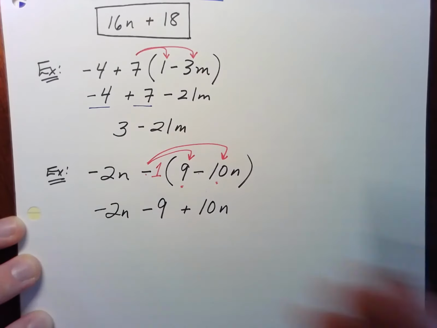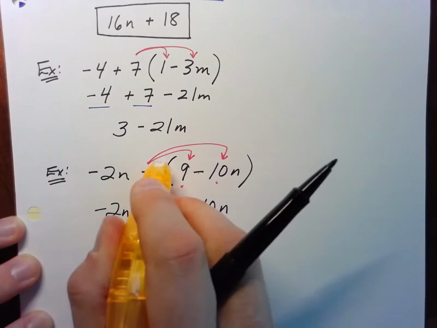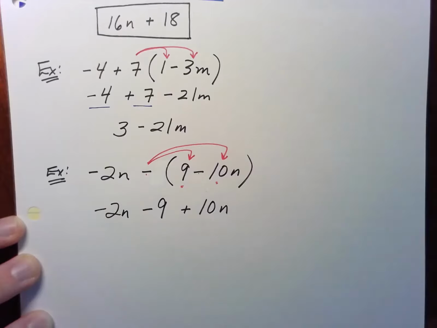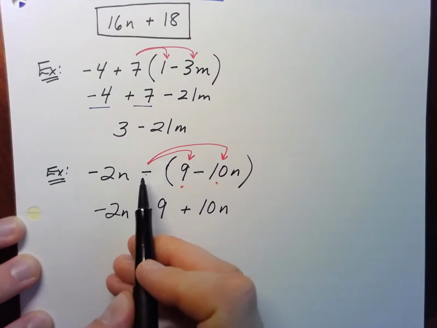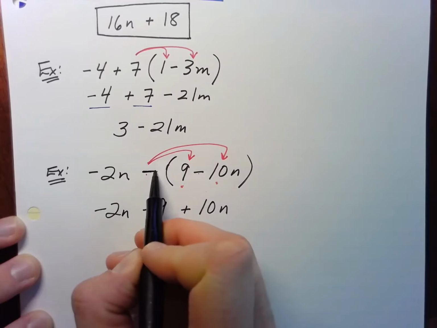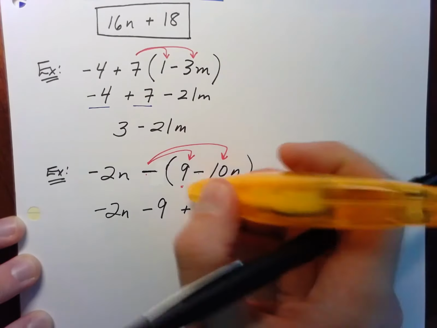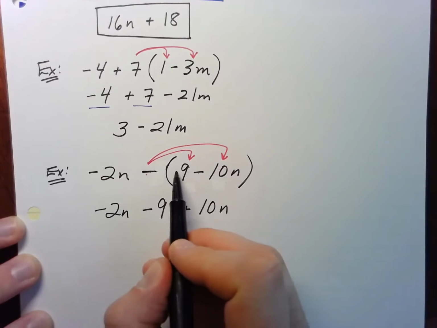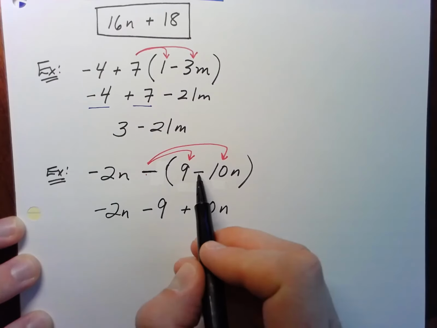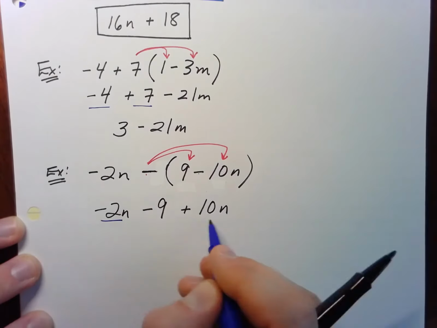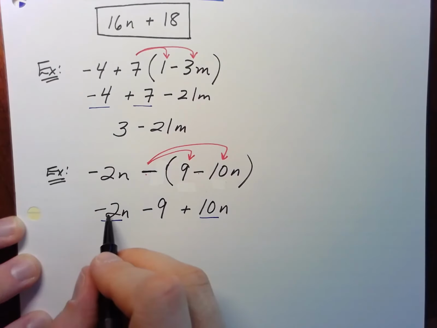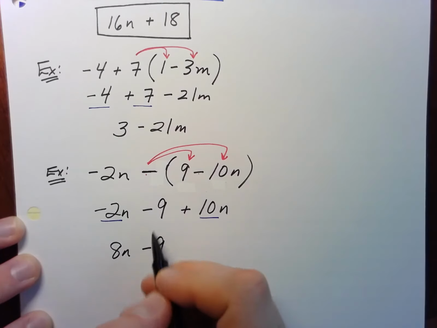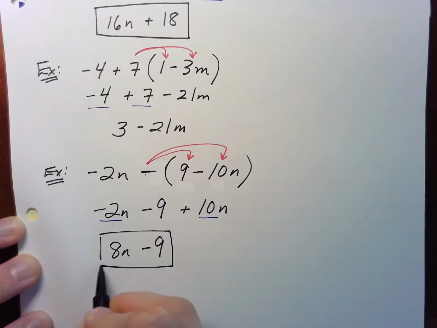Whenever you're distributing a negative sign, and I'm going to pull this out just to make it clear so that it doesn't get confusing here. When you are distributing a negative sign like this, really all you're doing is going through the parentheses and changing all of the signs. So notice that the 9 was a positive, it becomes negative. The 10n was negative, it becomes positive. So now I'm just combining these like terms here, and negative 2 plus 10 is going to give me an 8n minus 9. I can't do anything with that minus 9, so I just bring it down.